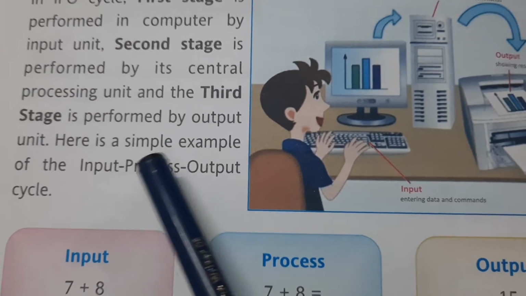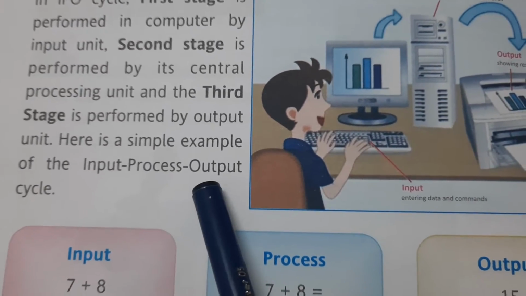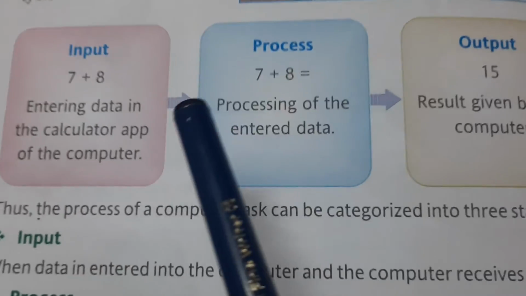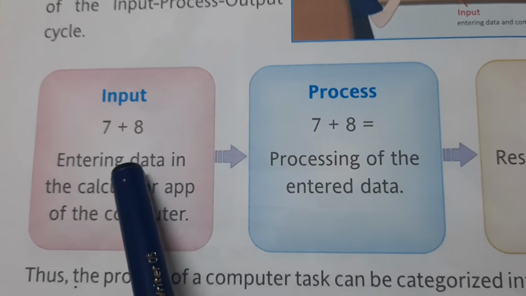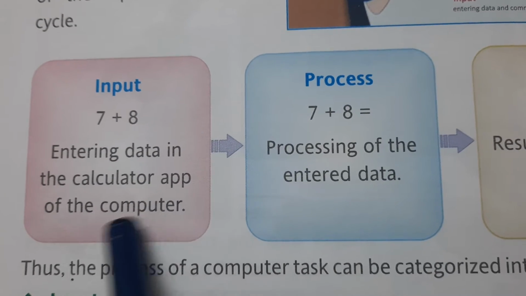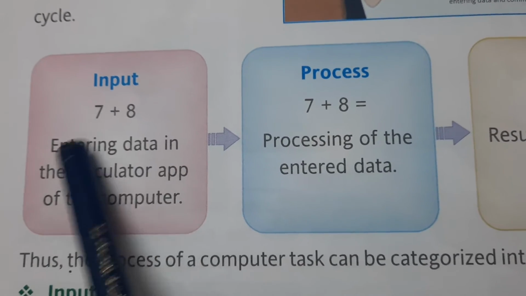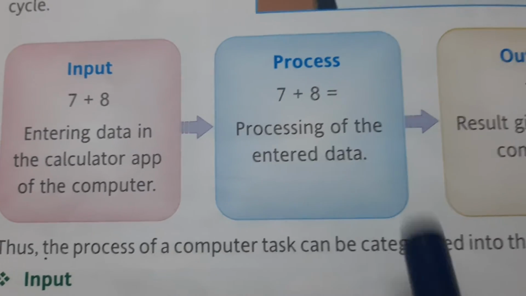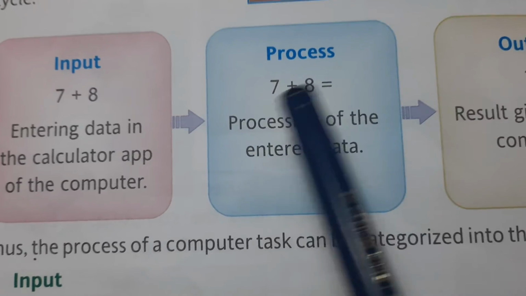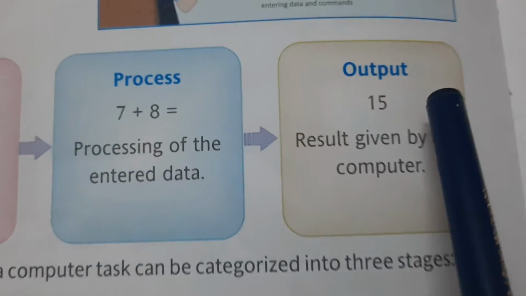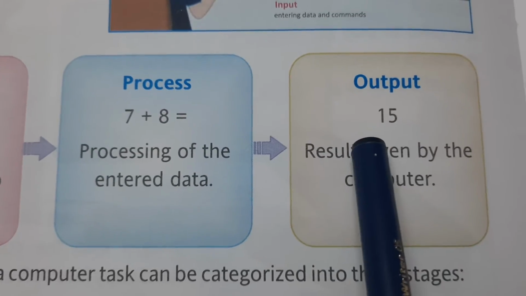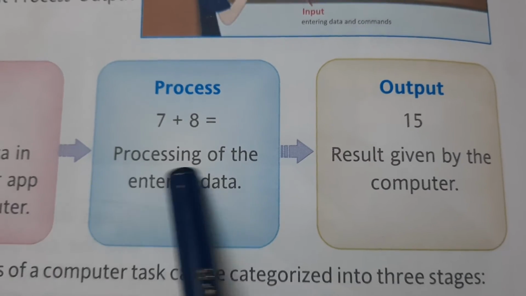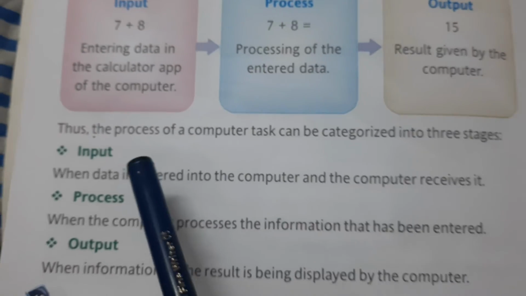Okay, here is a simple example of the input process output cycle. See, first two numbers are being entered: 7 plus 8, entering data in the calculator app of the computer. Means we have entered these numbers in the calculator app of the computer. Then processing is done, means they are added, processing of the entered data, and the output is the result, that is 15, the result given by the computer. Okay, so we are getting this result.